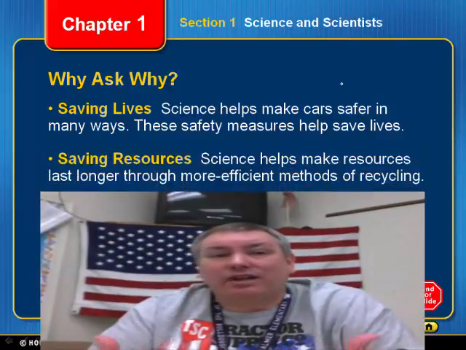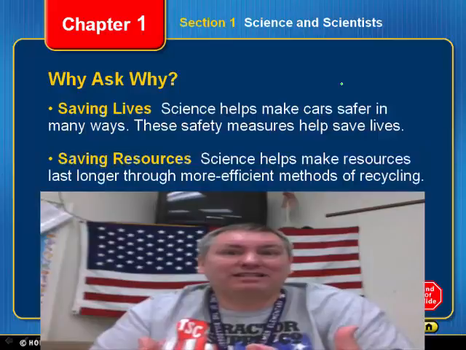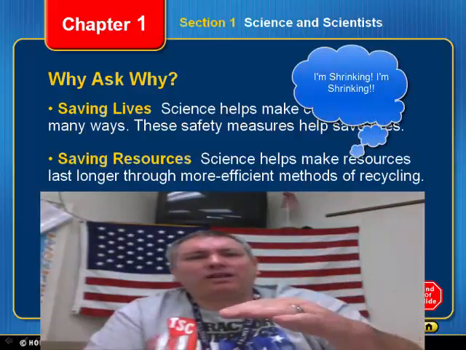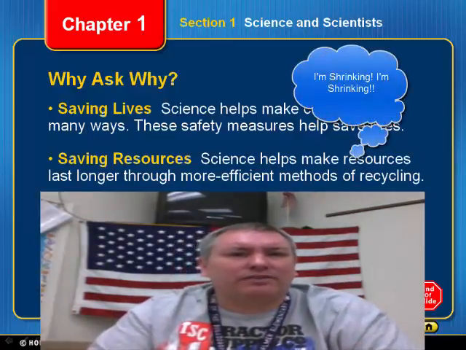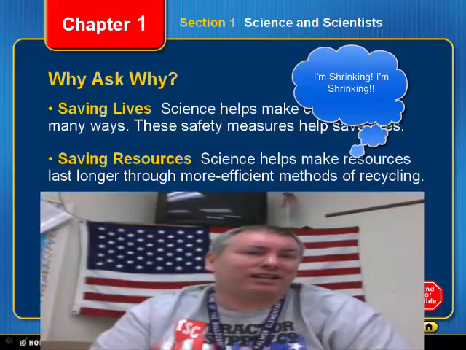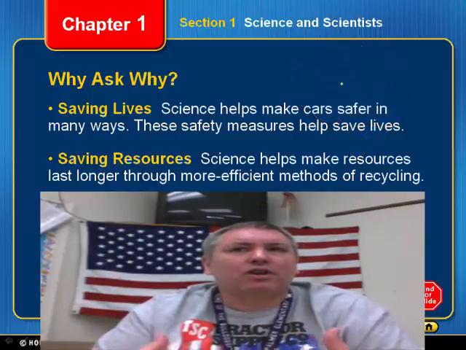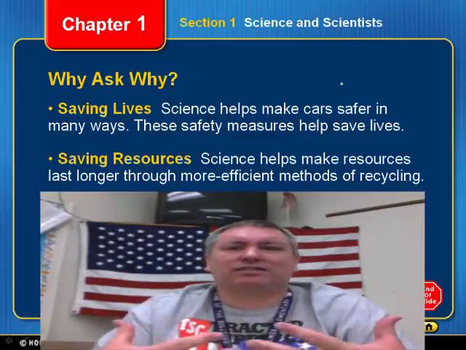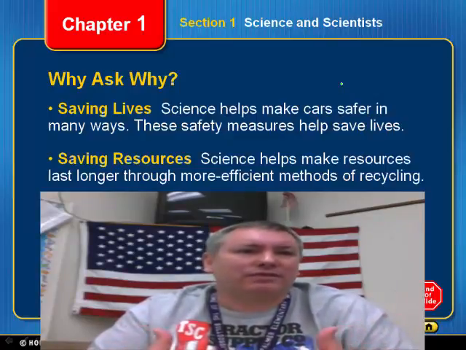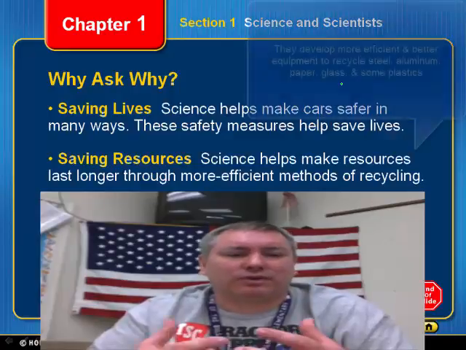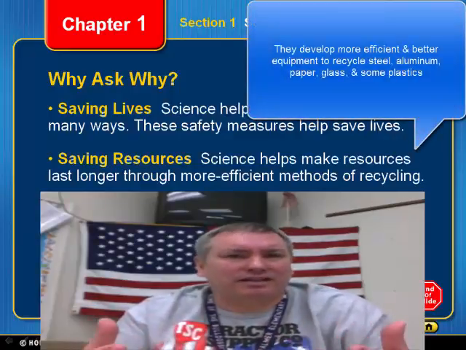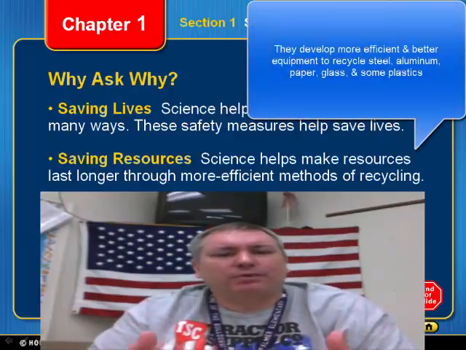Next would be to save resources. All right. So the next step is, we only have a limited number of non-renewable resources. And even though there are renewable resources, we still need to be conscientious and be able to save and reserve the amount of use of those resources that we have, so that it is there for future generations.